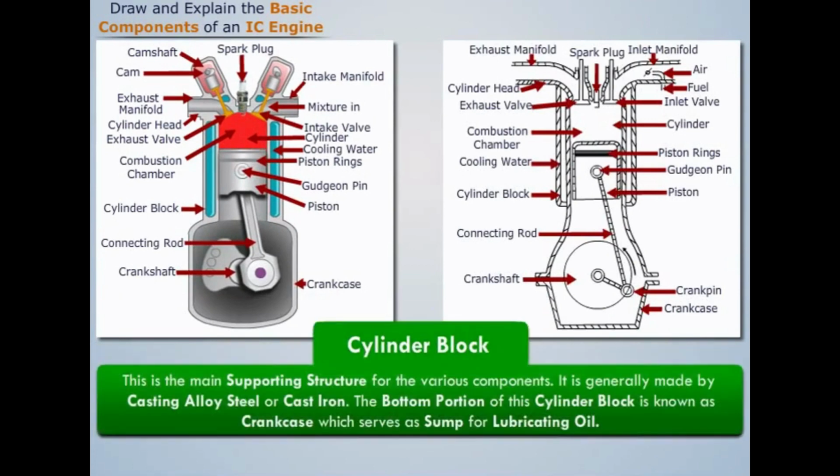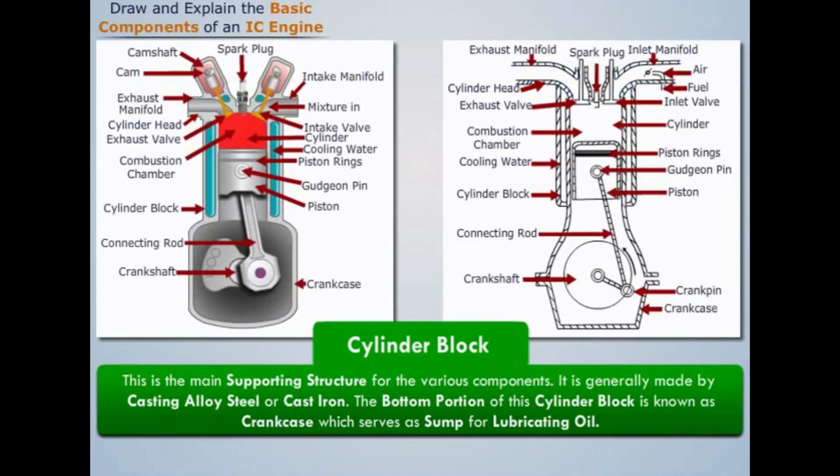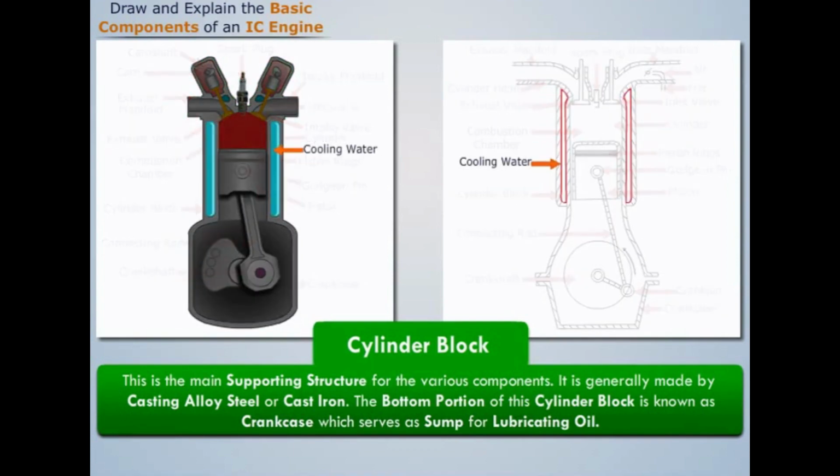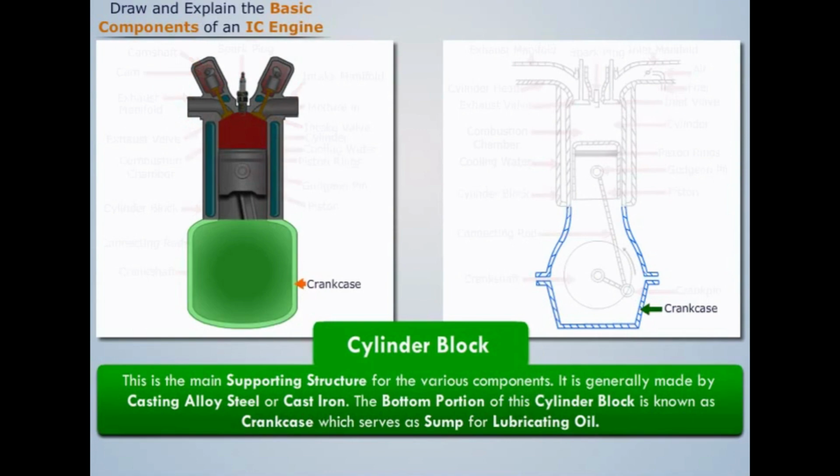Cylinder block is the main supporting structure for the various components in an IC engine. It is usually made by casting alloy steel or cast iron. Cylinder head is mounted using bolts and studs on this cylinder block. Then water jackets or cooling fins are provided as per the cooling requirements. The bottom portion of the cylinder block is known as crankcase, which serves as sump for lubricating oil.